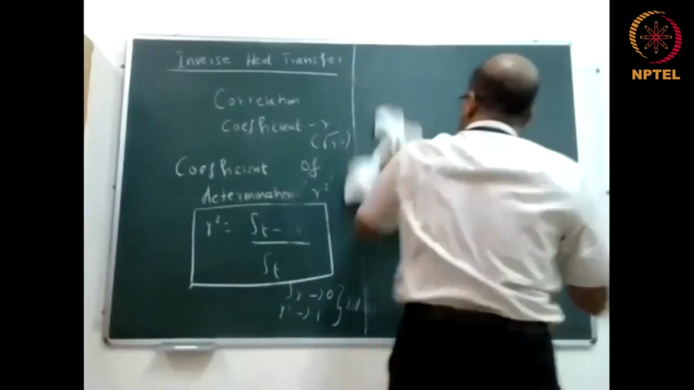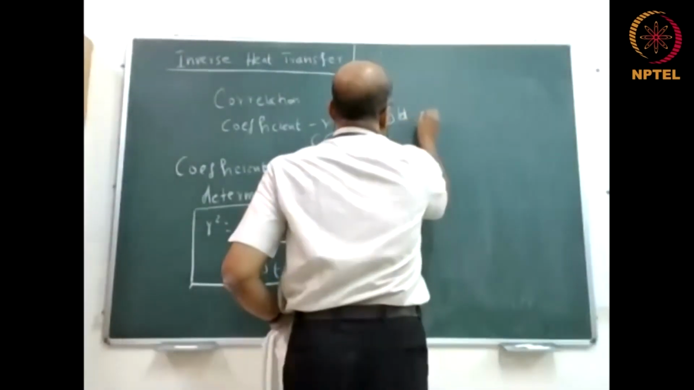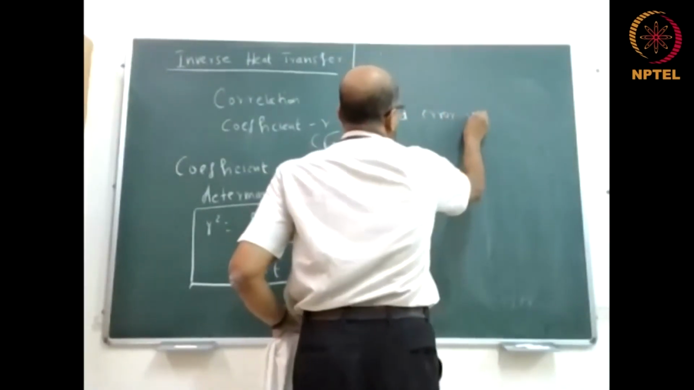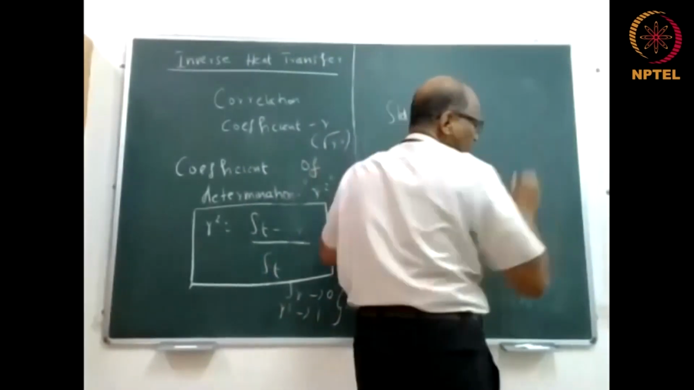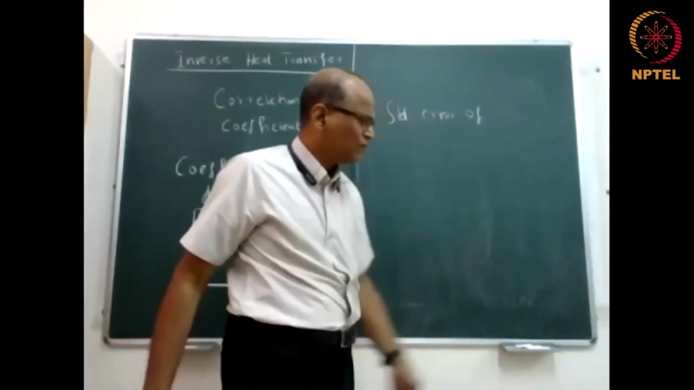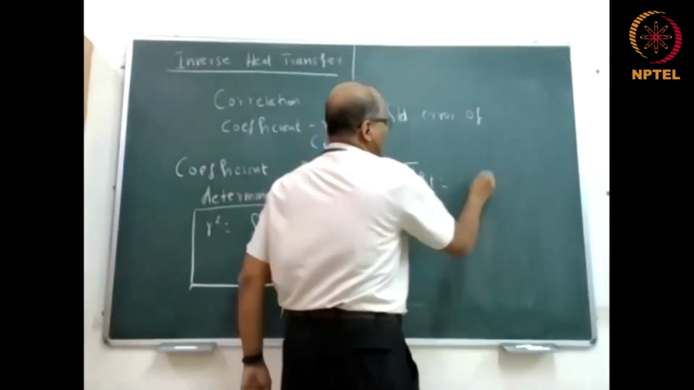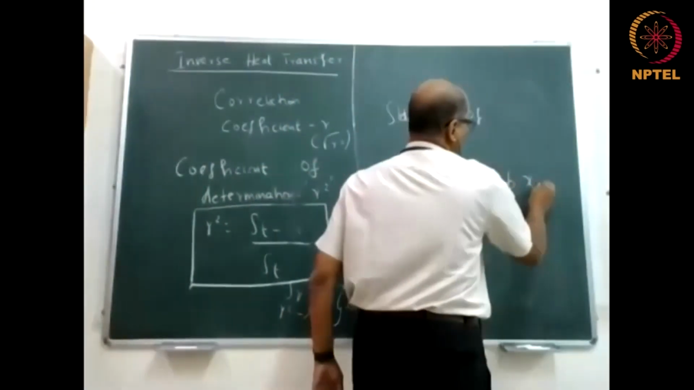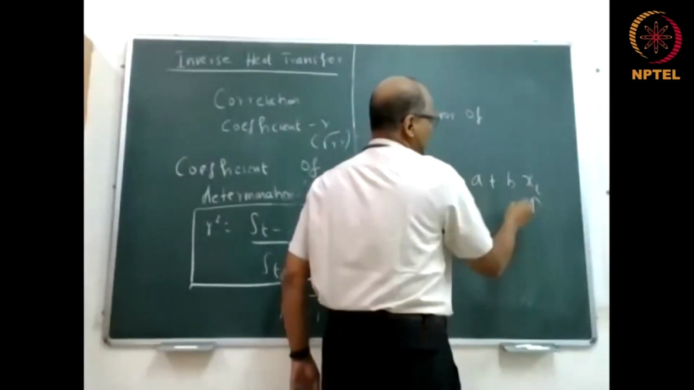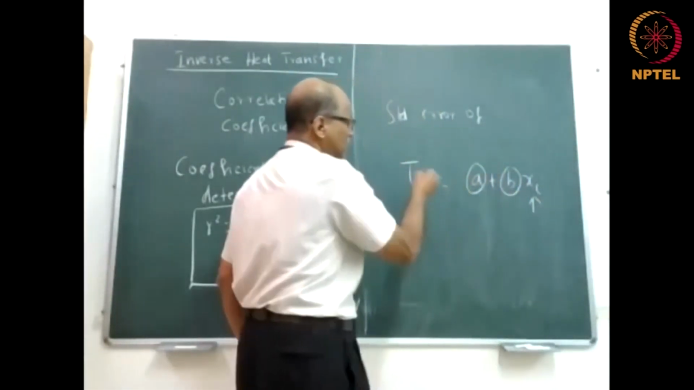Sir, how do we find T fit in terms of T data? How do we find T fit as a function of T data? T fit equals a plus b x_i. Substitute the value of x. Anyway, you are getting a and b from the equation. Get T fit of i.